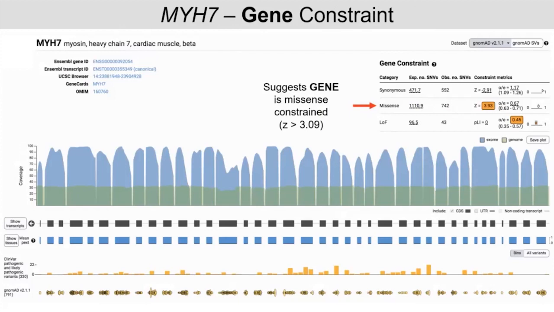So looking at the PP2 code, the one for missense constraint, it's helpful to look at the missense constraint score that is calculated by gnomAD, looking at the number of observed versus expected missense variants. The exact paper that had come out suggested that any gene with a missense constraint score above 3.09 suggests significant missense constraint. So seen here for the MYH7 gene, you can see that the missense constraint is above this. So in this case, I could apply PP2 for this gene.